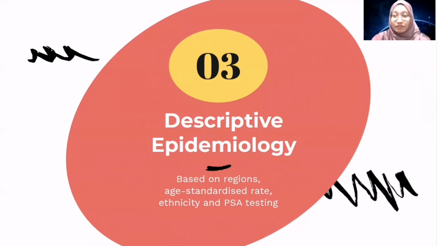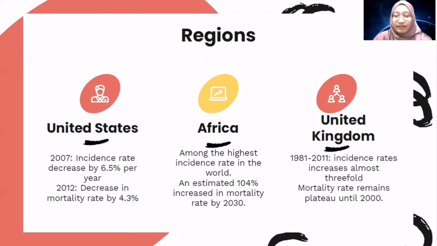Next, I'll be talking about the descriptive epidemiology of prostate cancer across the globe in terms of regions and age standardized rate. So in the US, the incidence rate has decreased by 6.5% per year since 2007. Several studies have associated the decline with the routine PSA testing recommendation by the USPSTF, or the US Preventive Services Task Force, which is an independent body consisting of national experts in disease prevention. The US also experienced a decrease in mortality rate by 4.3% since 2012.